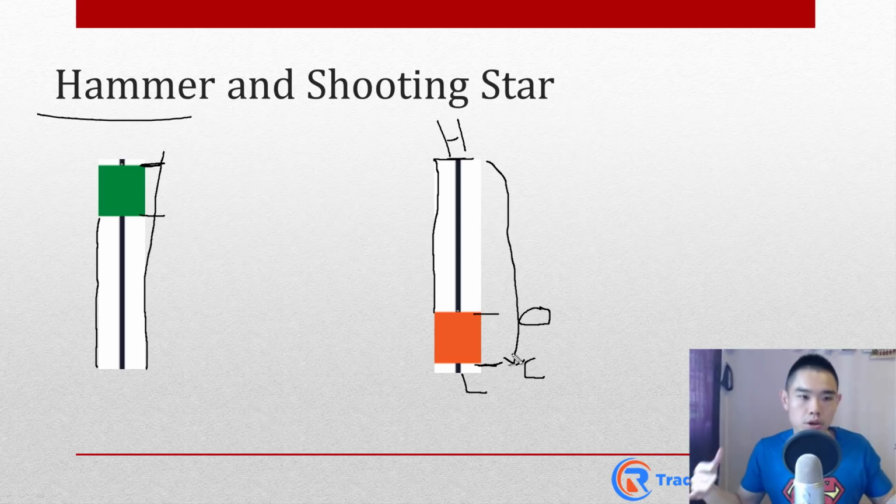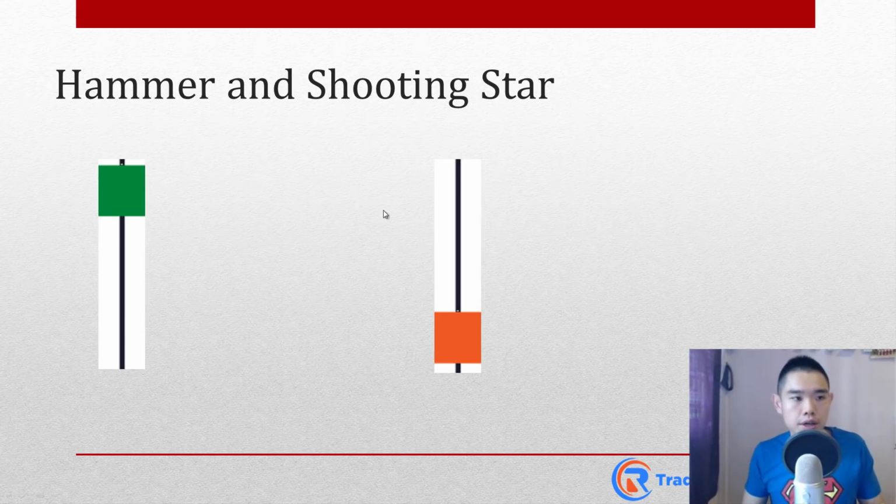So again, a shooting star, if you read this, is a sign of weakness, because it tells you that the buyers are no longer in control. The sellers are in control, and that's why they can push the price lower for the day. Okay, so this is hammer and shooting star.